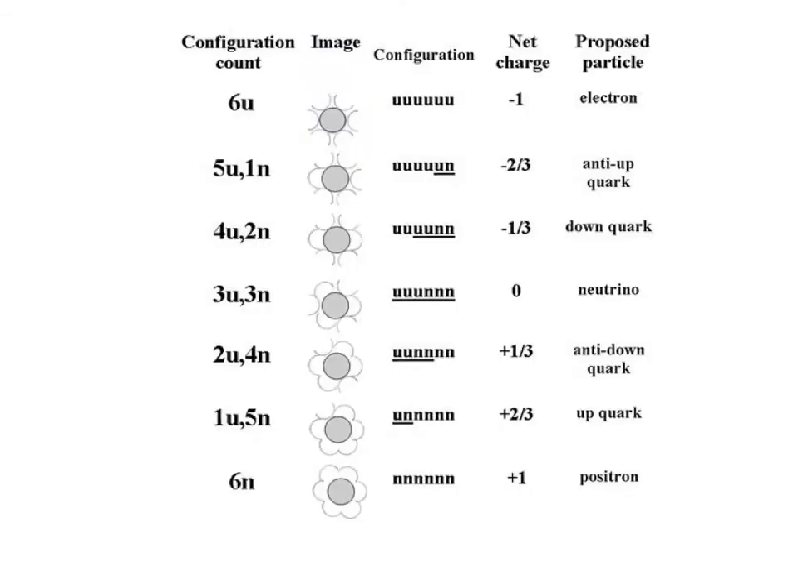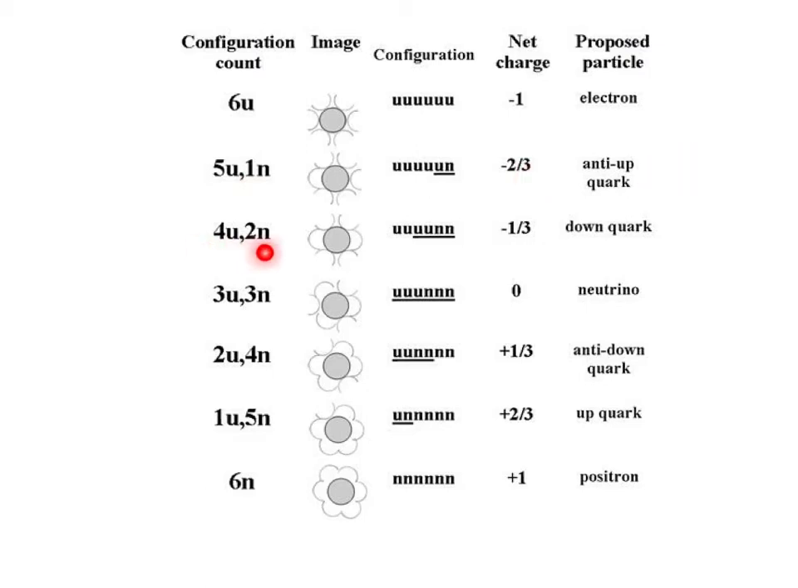Okay, in this table, we're going to start at the top row. We have a 6U orientation. The negatives all face outwards. We would write it as 6 U's. We've defined that to be a -1 charge, and that matches the charge of the electron. If we take a 5U 1N configuration, we get a net charge of -2/3, which matches the anti-up quark's charge.